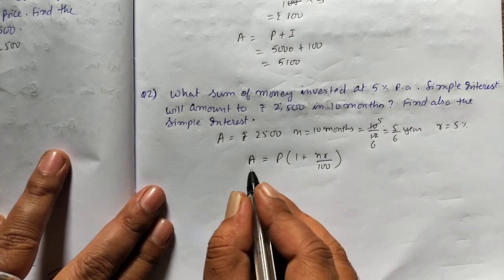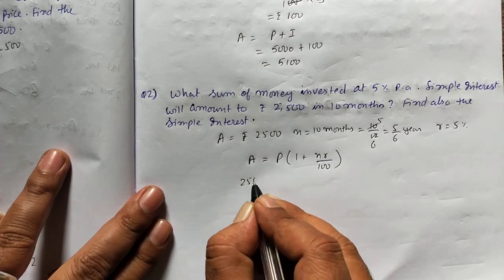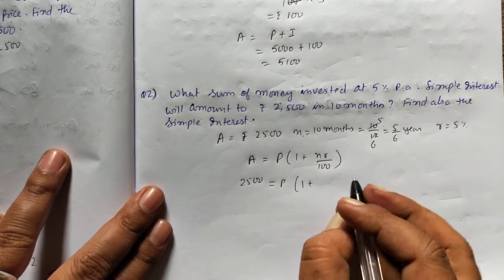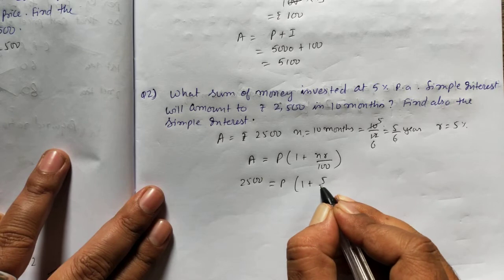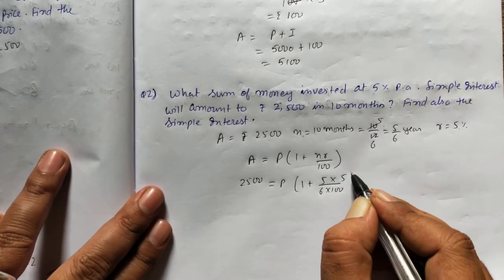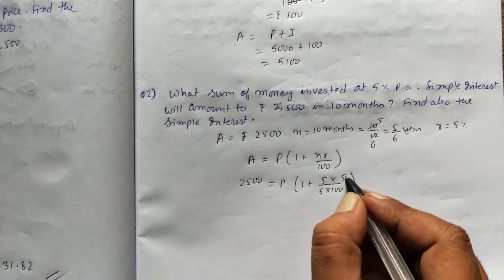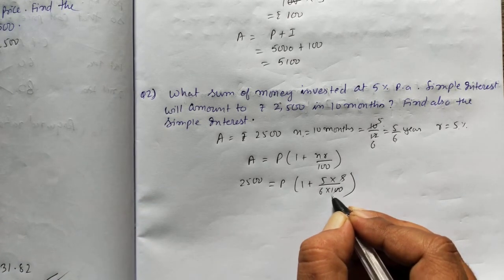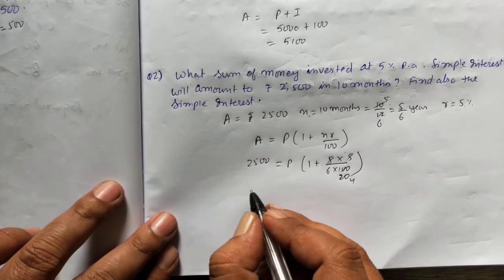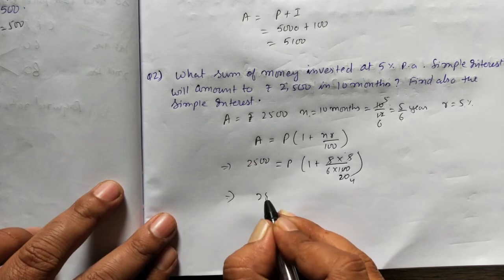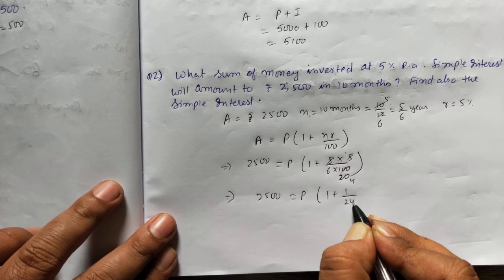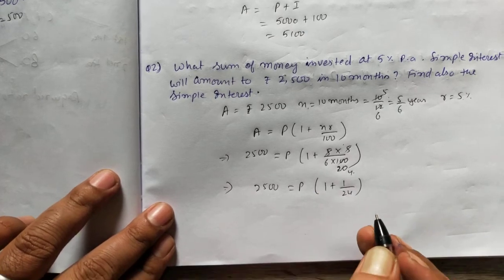In this way we can get P easily. Amount is 2,500. P we don't know. Here, 1 plus N is how much? N is 5 by 6, 5 by 6, downside 100 is there, and R is 5. Whatever you can cancel, cancel it. 5 into 20 is 100, so we get 1 plus 1 by 24, since 6 times 4 is 24.